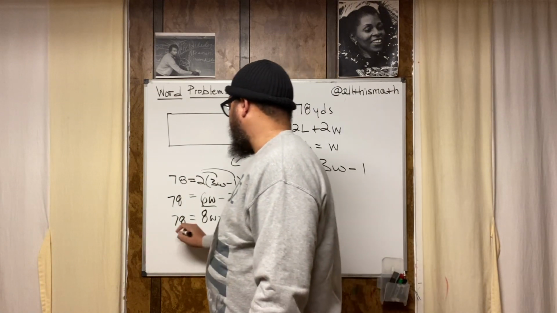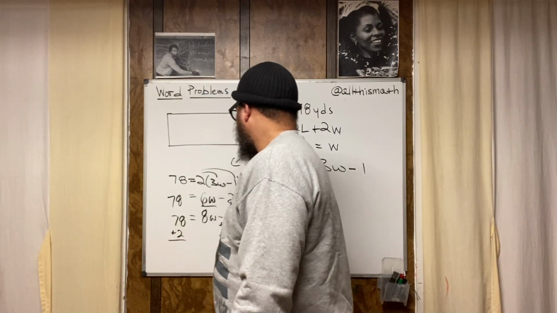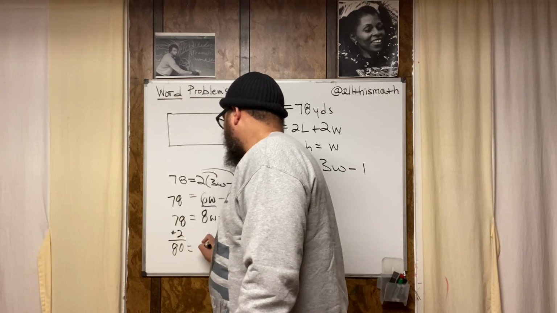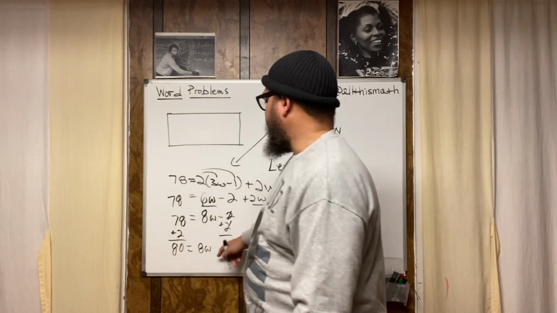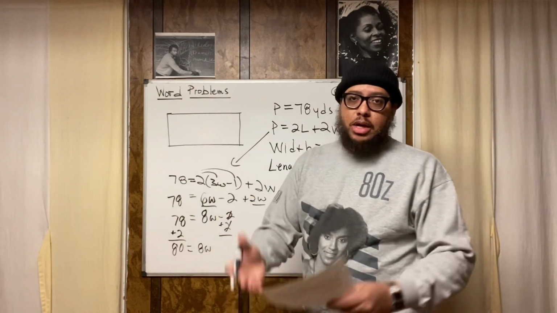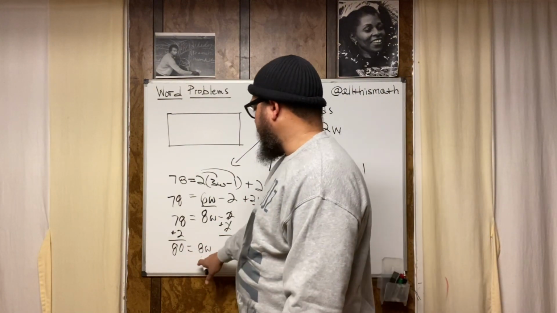So +2 on the right and +2 on the left, they cancel out. We got 80 is equal to 8W. Now I'm trying to get W by itself. First I was trying to get 8W by itself, now I'm trying to get W by itself. So now I'm trying to get rid of this 8.